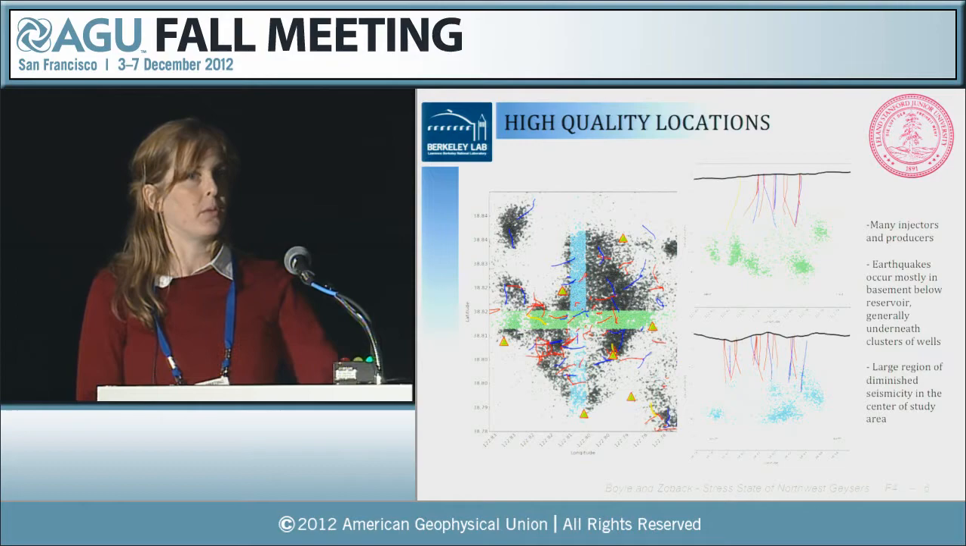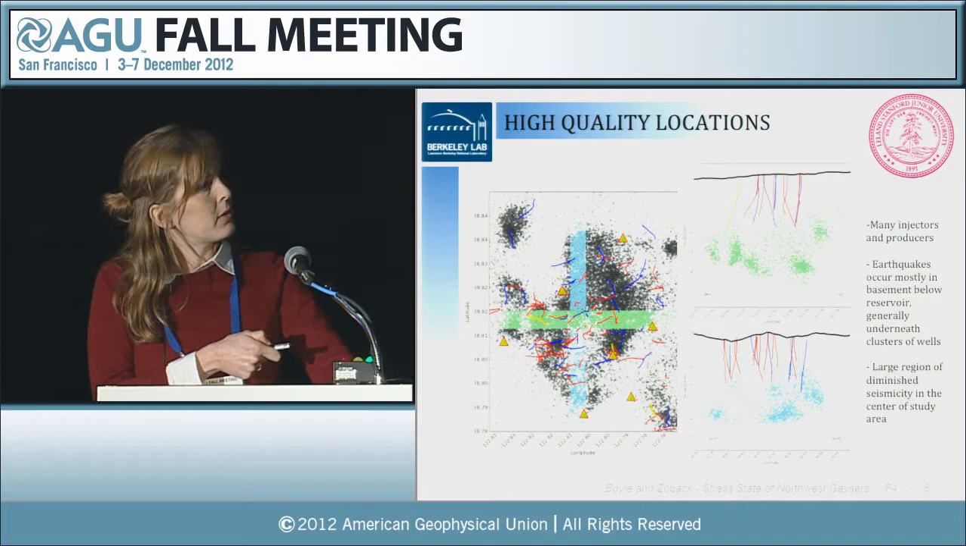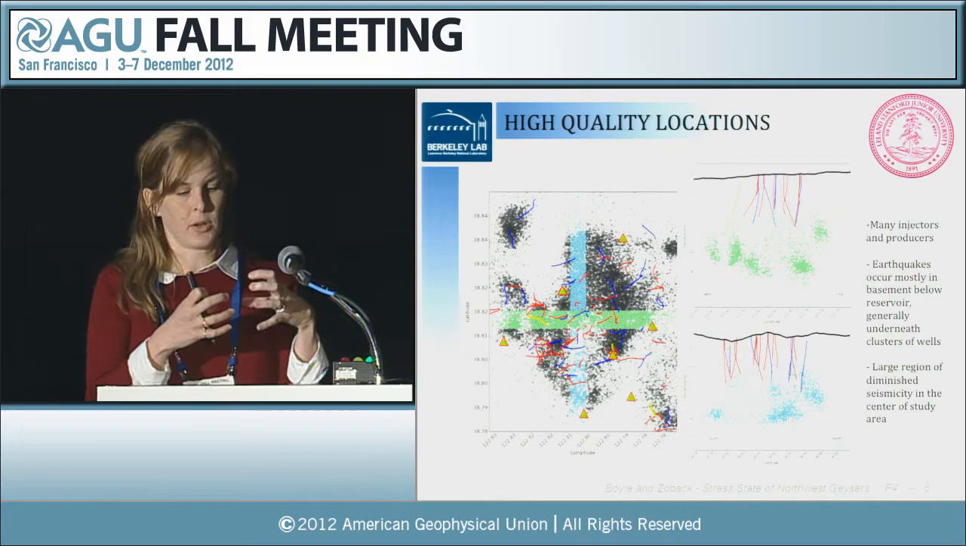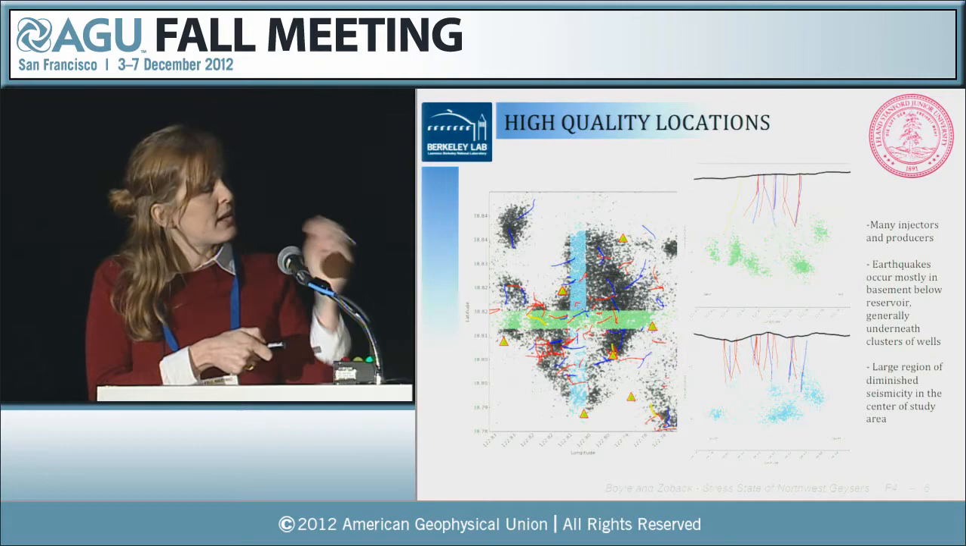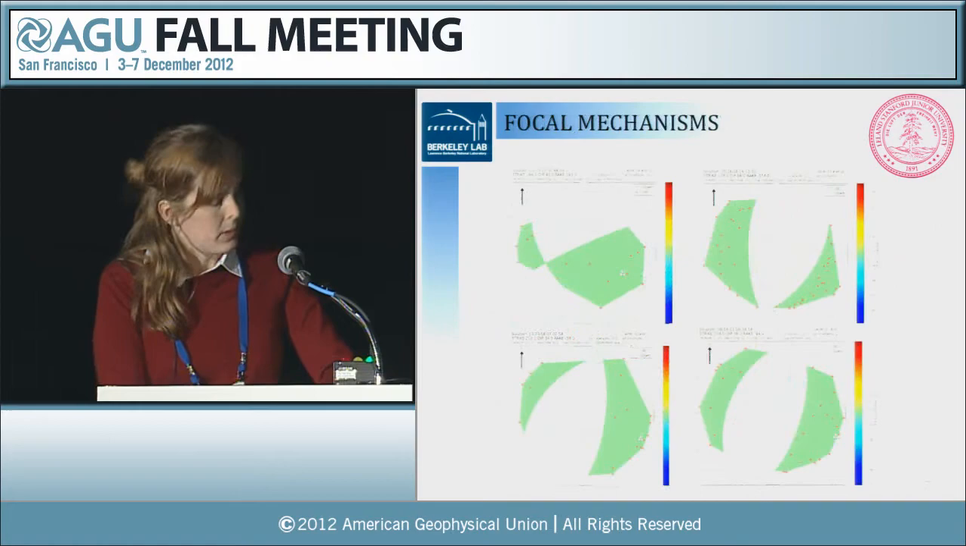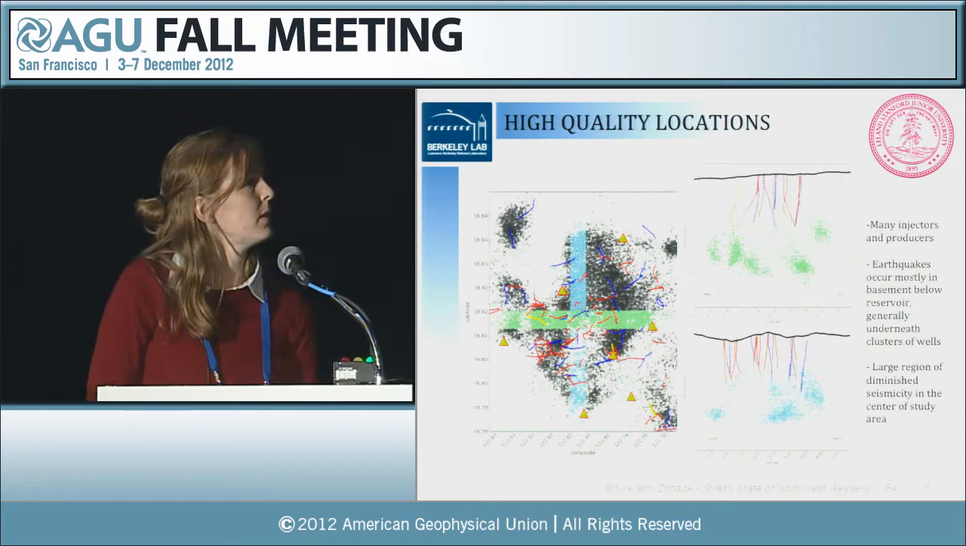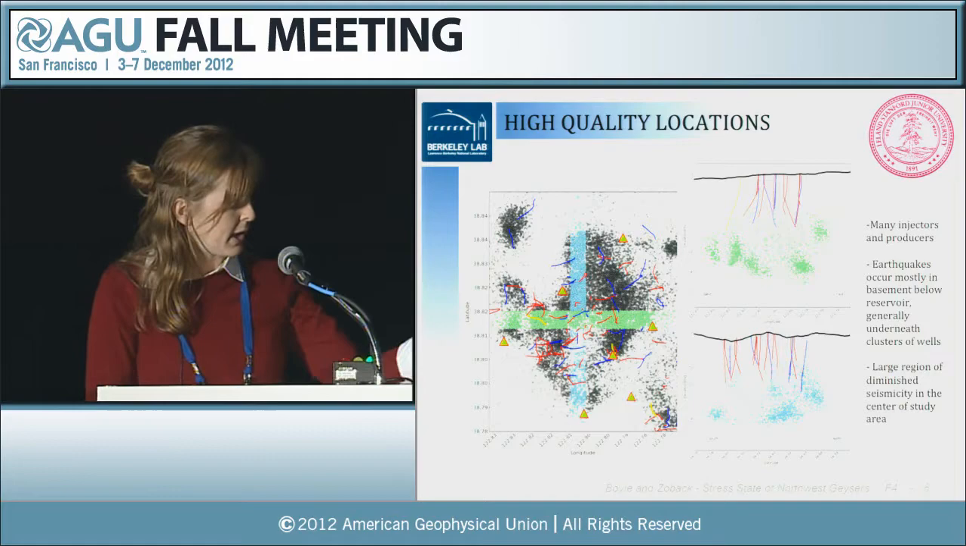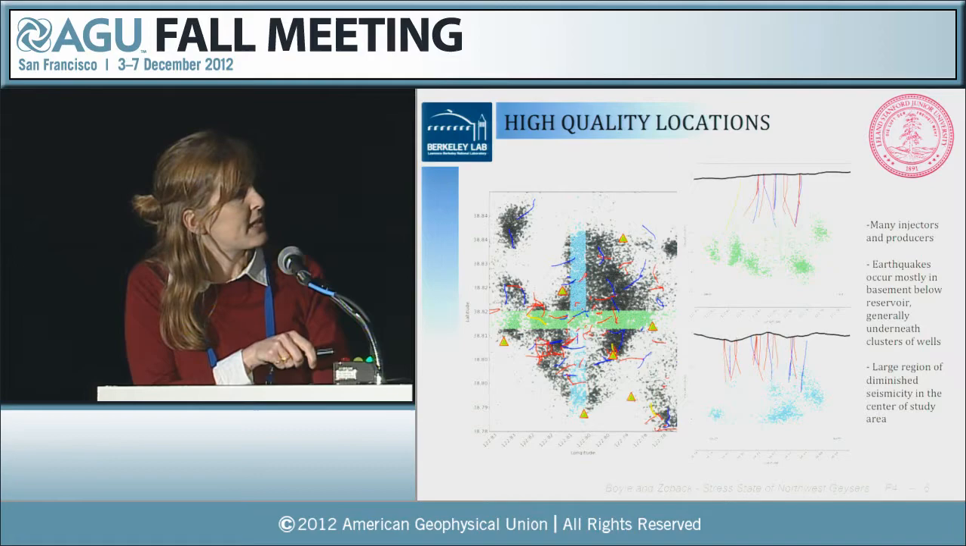You can see that there are little swarms of earthquakes that underlie these wells. Sometimes the swarms appear to glom together. But most of the earthquakes are happening down here, well below the termination of the wells. Oh, and there's one more thing. One more thing is that there's this large region of diminished seismicity in the center here, and we're not really sure what that is, but it's an interesting feature in plan view to note that there's less seismicity there, even though there are wells that are deviated into that area.